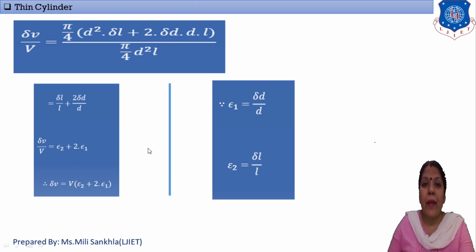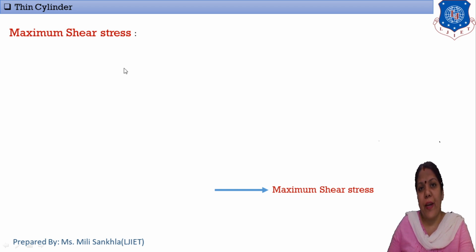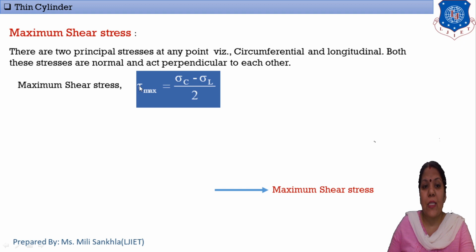Now we go for the spherical vessel, later on. First of all we find out maximum shear stress. To find the value of the maximum shear stress, it depends upon two stresses. The first stress is our hoop stress and the second stress is our longitudinal stress. The notation of maximum shear stress is τ max, and τ max is equal to the difference between hoop stress minus longitudinal stress, divided by 2.